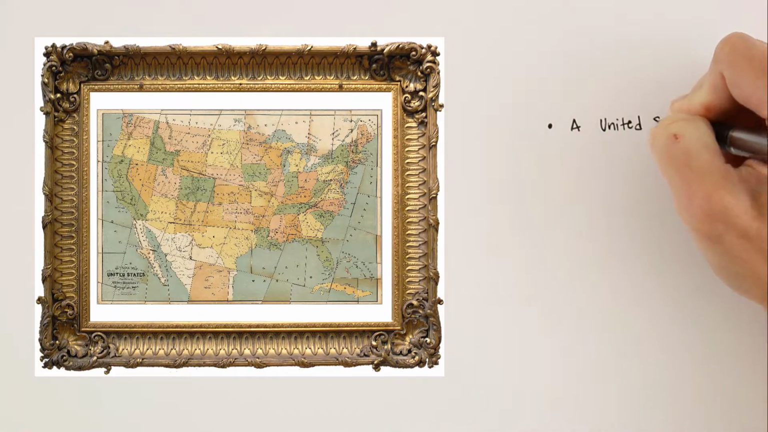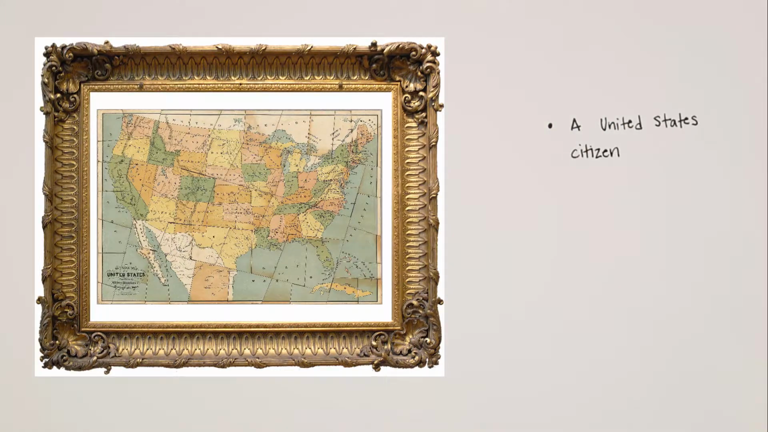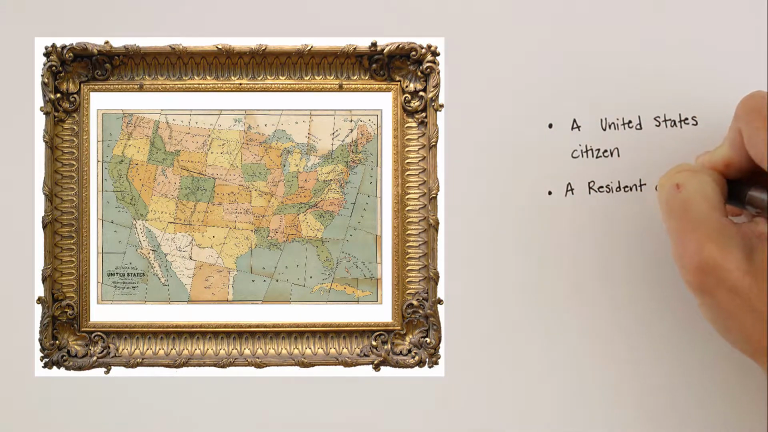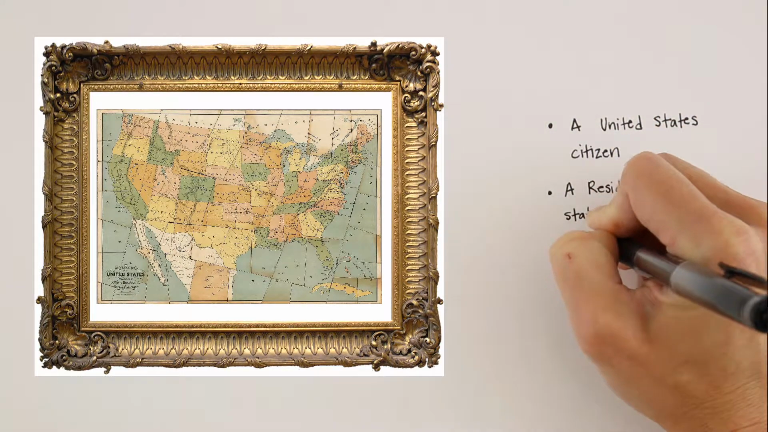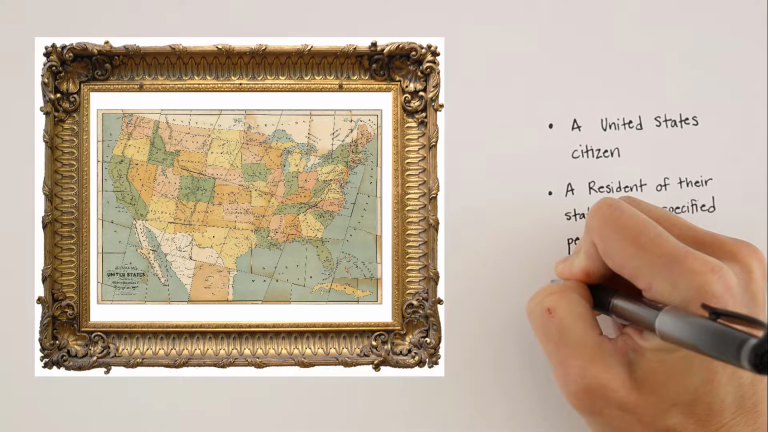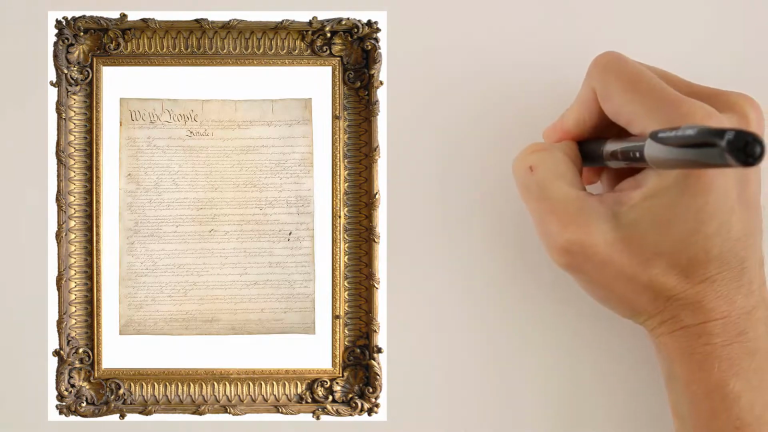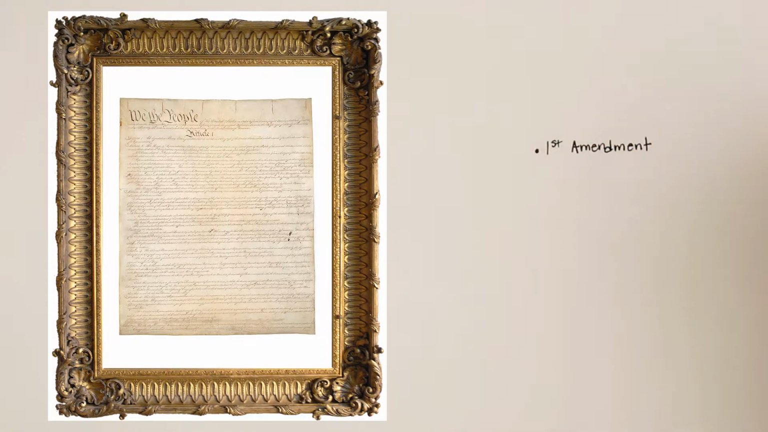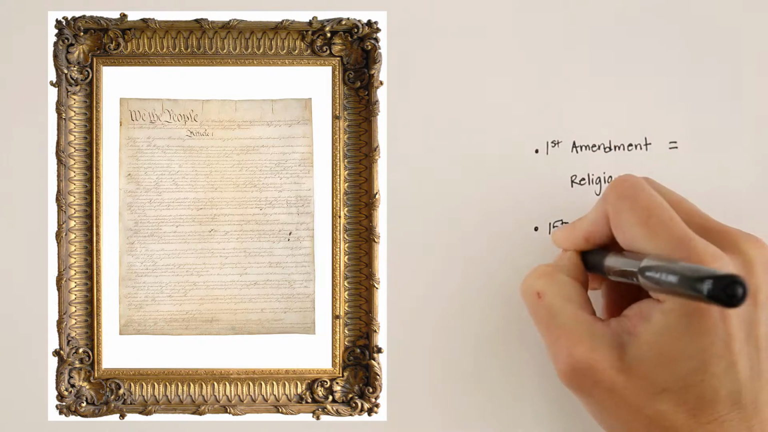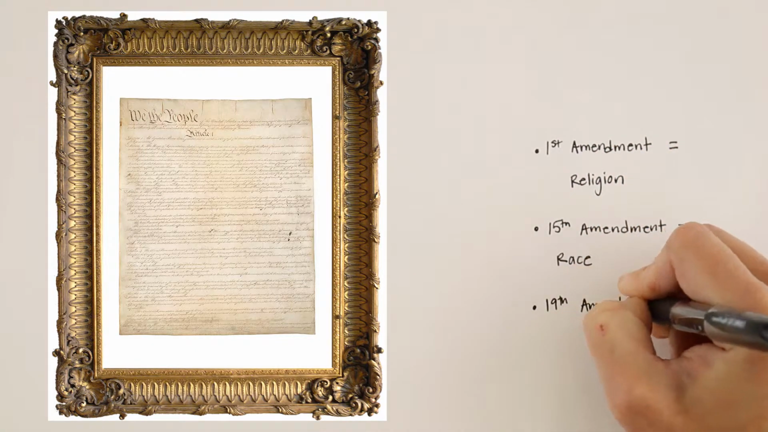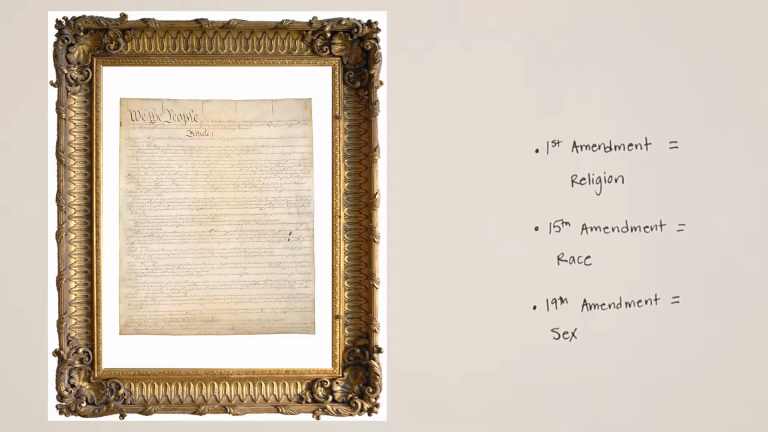Each state has different rules for registering to vote, but usually they require that you are a U.S. citizen, a resident of their state for a specified period of time, and are 18 or older. Though their individual policies differ a bit, each state must follow the Constitution and its amendments, which say that no state may deny someone the right to vote based on religion, race, or sex. The addition of these amendments shows an increase in the federal government's control over voting in elections over time.